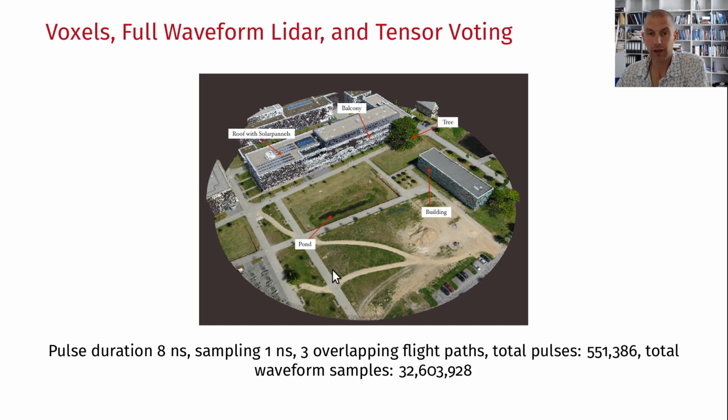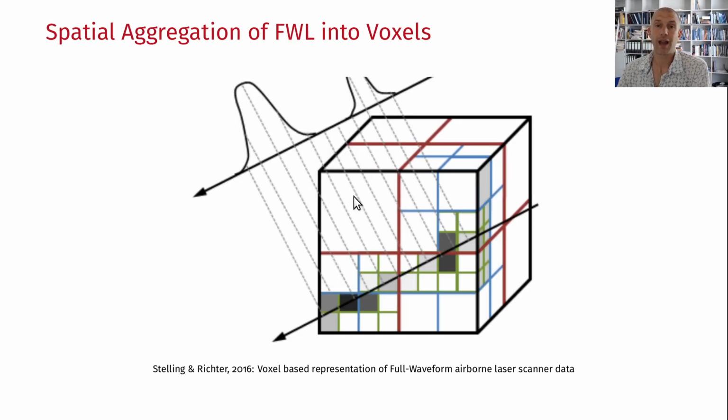For that specific area, we have 3 overlapping flight paths. We have roughly 500,000 points. I'm sorry, we have 500,000 pulses, and we have 32 million waveform samples for this area. So the idea here is that we take the full waveform and stack it into voxels. When you have a voxel, for example, half by half by half meter, and you have multiple waves going through there with a certain intensity, you end up stacking that signal.